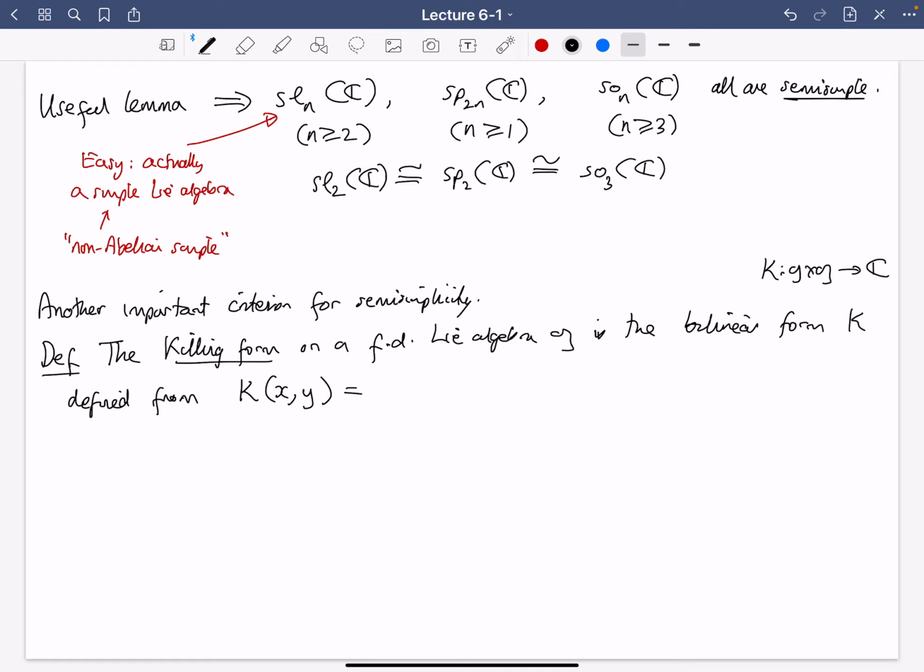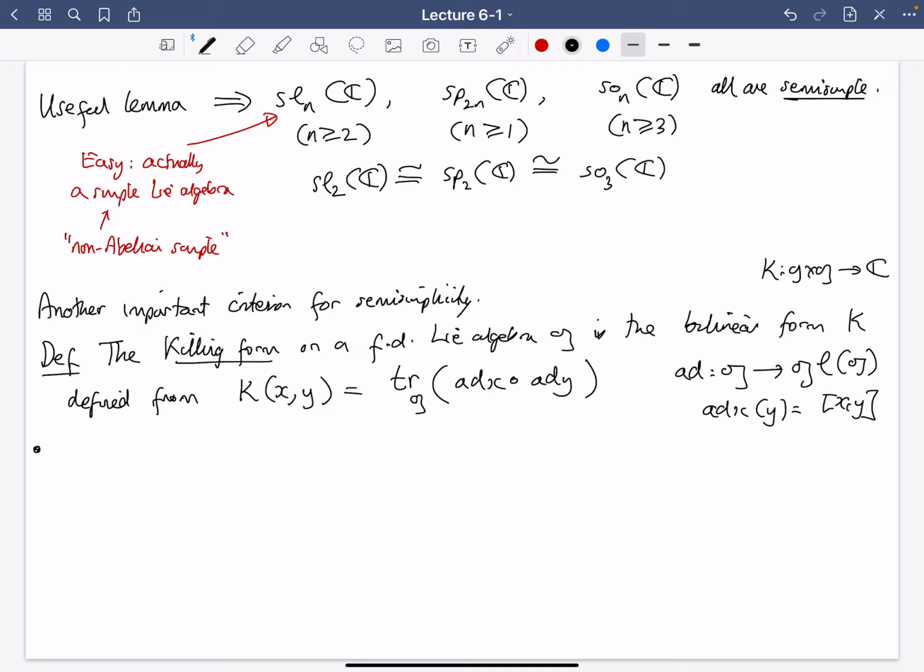And to define it, you look at ad x and you look at ad y. So I'm using the adjoint representation here. That's a Lie algebra homomorphism from G to the general linear Lie algebra GL of G. And you remember ad x of y was just the Lie bracket xy. So you take ad x and you take ad y. They're both linear maps from G to G. You compose them as linear maps, and then you take the trace of that endomorphism of the vector space G. That's the killing form.